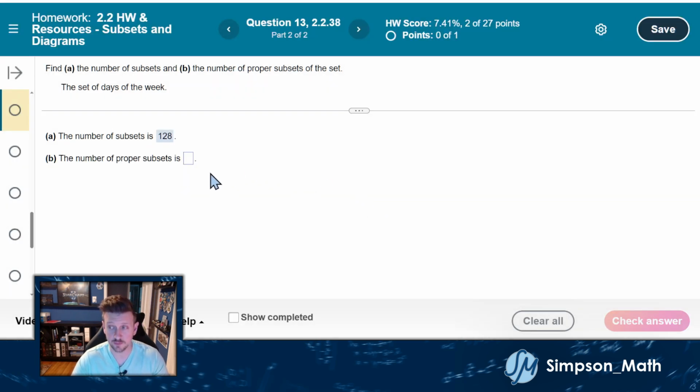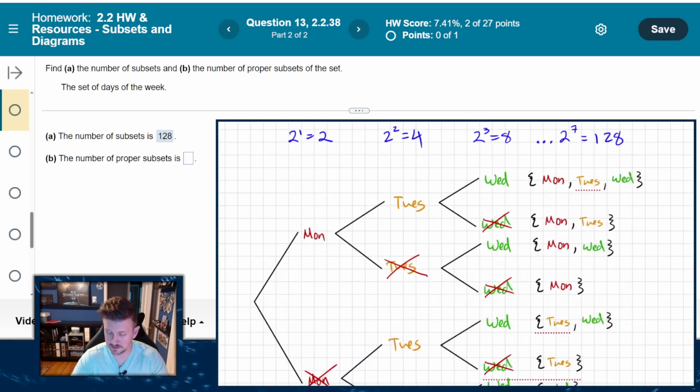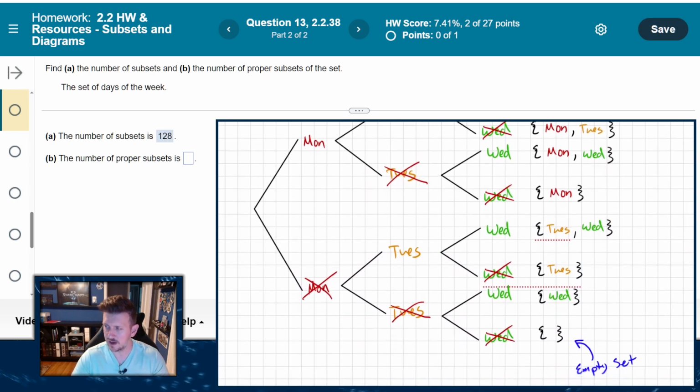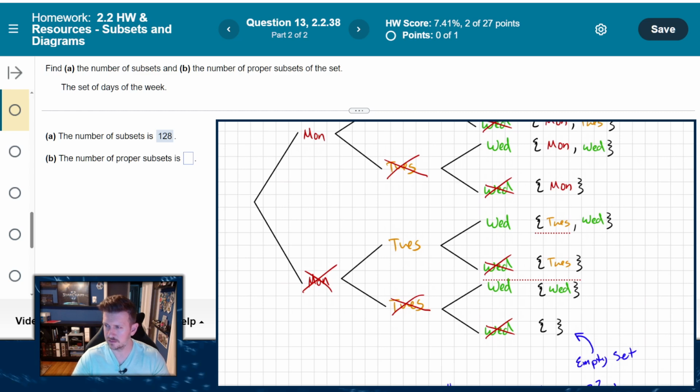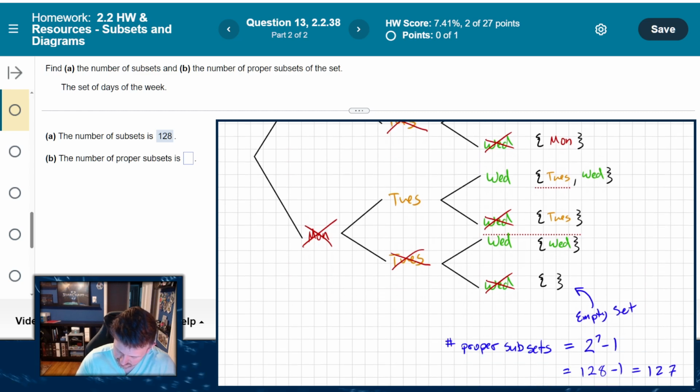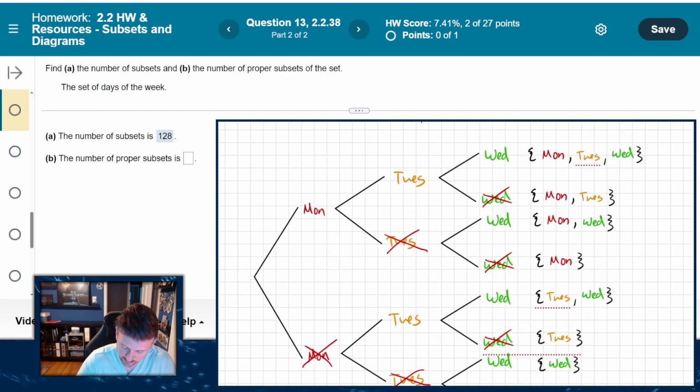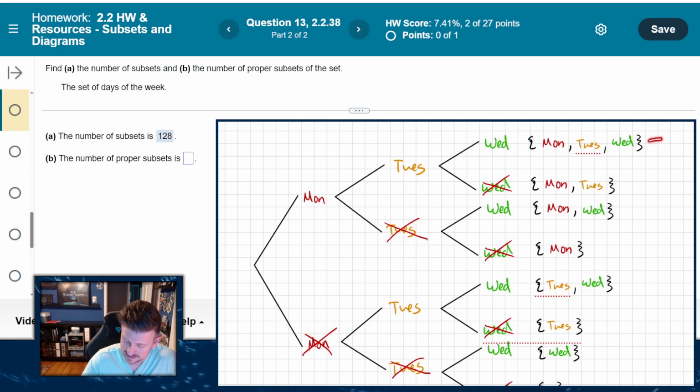All right, now it wants the number of proper subsets. So let's go back to my scratch work. Oh, my brain broke. I wrote this incorrectly. It's not about the empty set. It's about this, since my brain was thinking of the question that we'll do next, 17 and 18. So here, the issue with the proper subset is this one, this Monday, Tuesday, Wednesday. I want the number of proper subsets, so I don't want all of them. I want everything but that one. So I'm going to not include this top one.